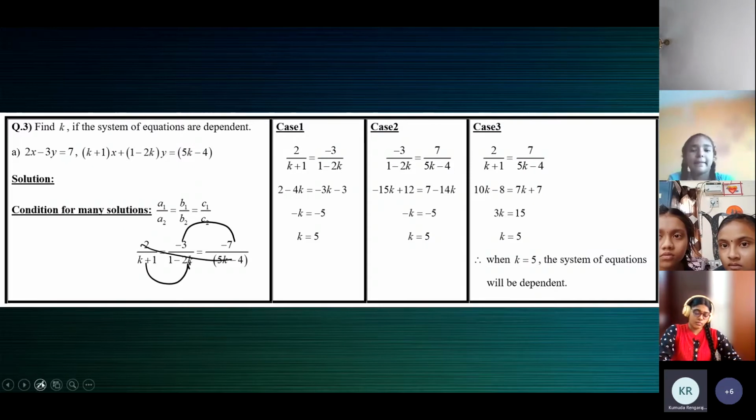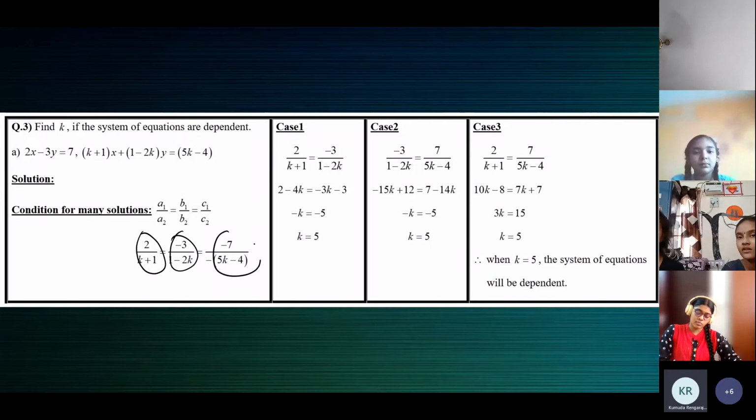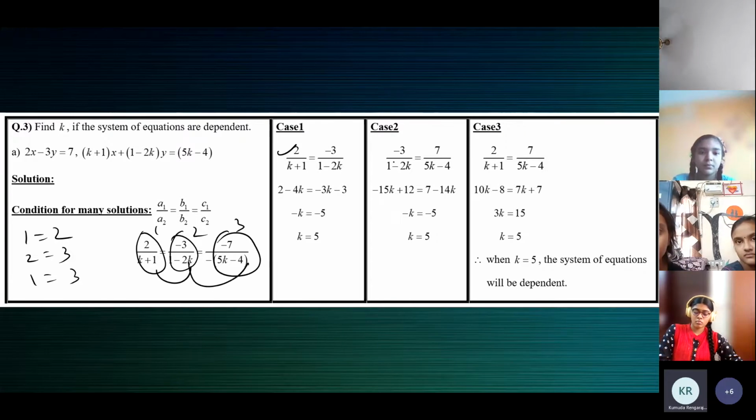That is, we have 3 ratios here. We have 1, 2, 3 ratios. You can equate 1 and 2, 2 and 3, or 1 and 3 to get the value of k. So here you can work in any order. I have done 1 is equal to 2 here. Equating this and this, you can see it here. And equating these two is here.